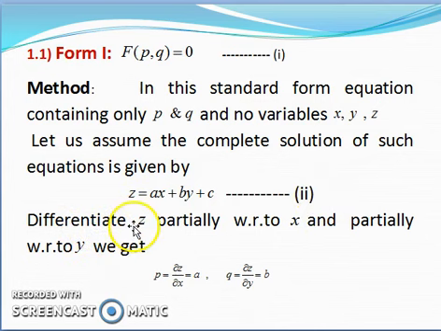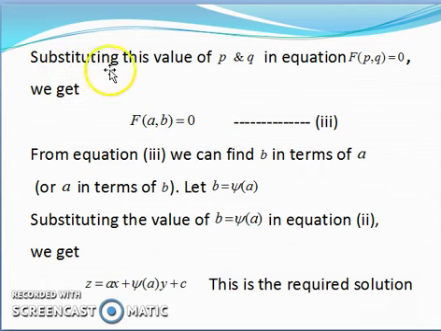When we differentiate z partially with respect to x and partially with respect to y, we get the value of dou z by dou x, which is equal to a, and dou z by dou y, which is equal to b. That is, p equal to a and q equal to b. When we substitute the values of p and q in the equation f of p, q equal to 0, which is the given partial differential equation, we get f of a comma b is equal to 0. This is equation number 3.